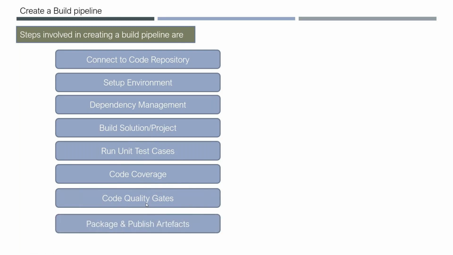And finally, you set up the environment, you compile the application, run the unit test cases, define code coverage and define code quality gates. And once everything is completed, you will generate the artifacts, nothing but your DLL, etc., or your HTML file, etc. That you call the publish artifacts section.